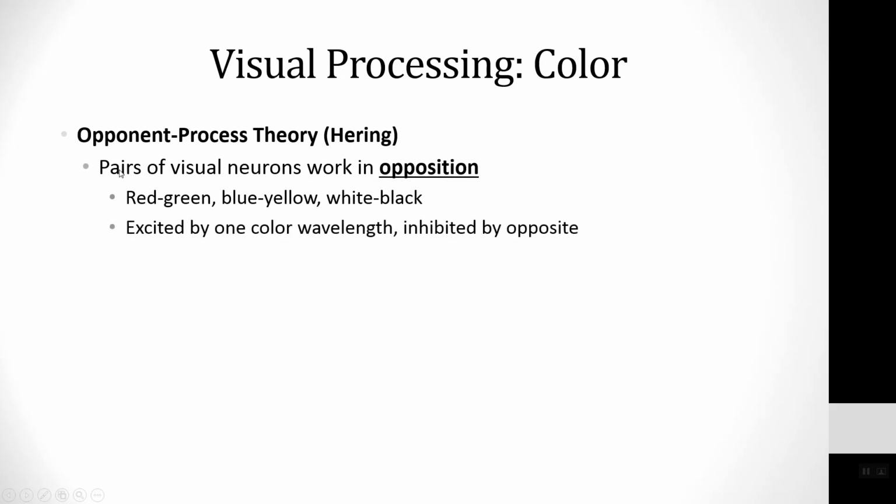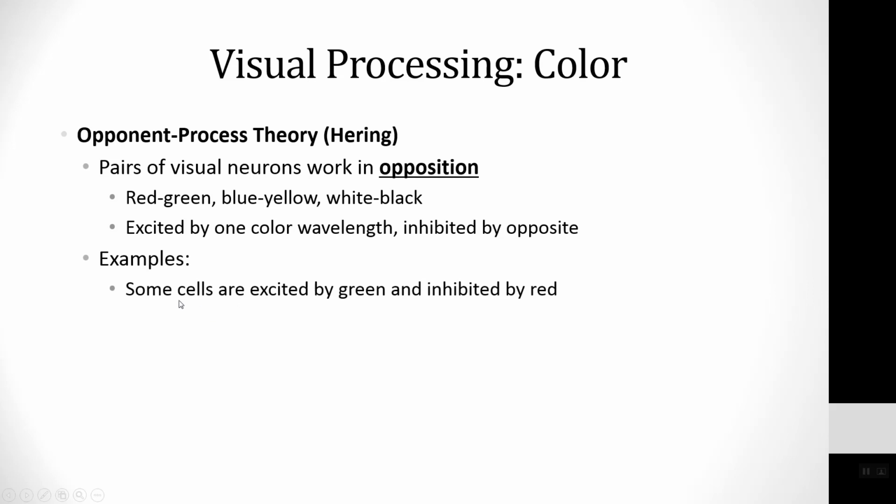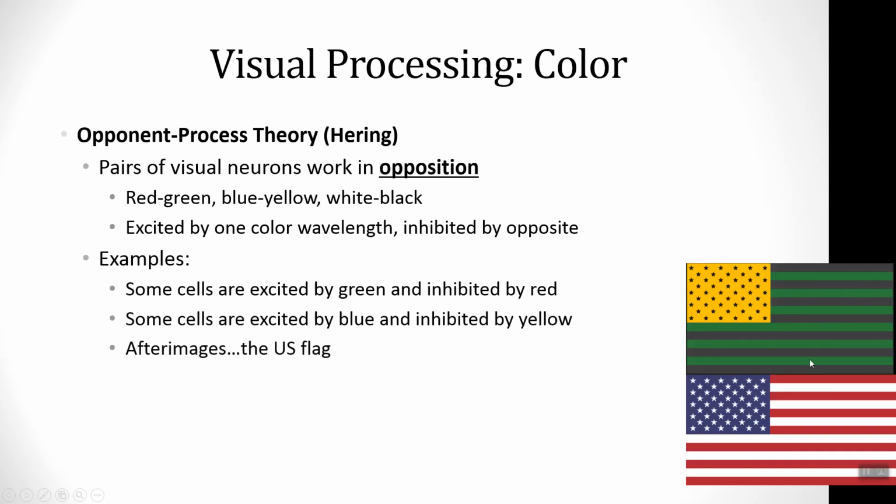Okay, so opponent process theory talks about how these cells will be excited by one color, but then they're inhibited by the opposite. Okay, and so this helps explain why we can see that yellow if we've got that red-green deficiency that we talked about last time. So, right, some other examples, some cells are excited by green, inhibited by red, like I explained up here. Some excited by blue, inhibited by yellow. And let's get to that after image then, right?